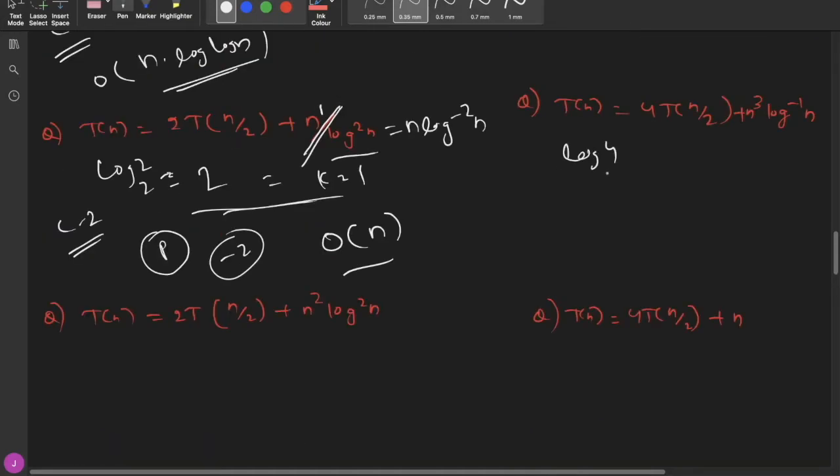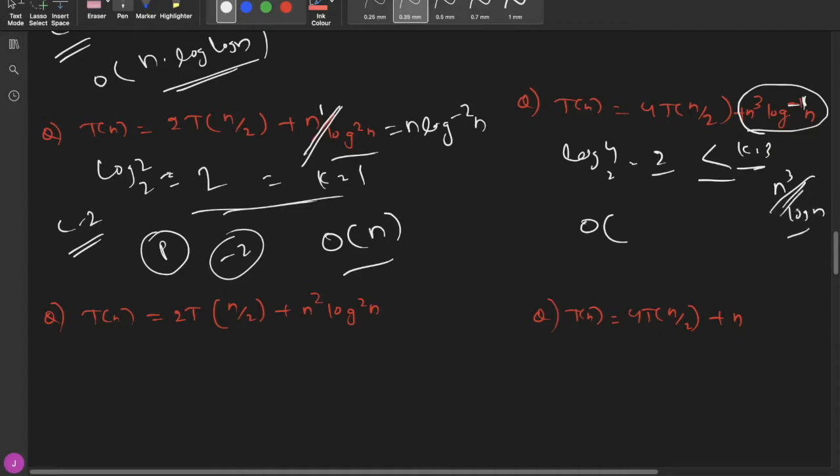Here log a base b value is 2, but the k value is 3. So this part is greater. We will be writing the whole part. In the normal case, we will be writing the whole part as the time complexity. But see here, the -1 is there. That means n cube by log n is there. So log n is coming under the poverty line. If someone is coming under the line, we don't want to show him.